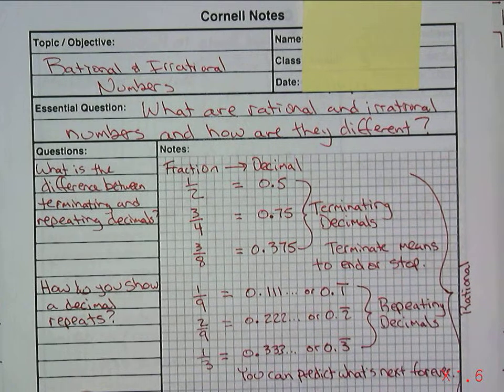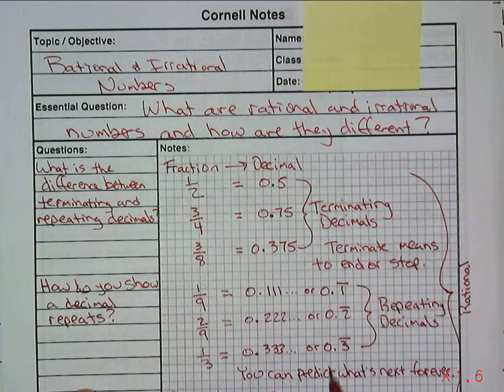And really, you can predict what's next forever. I always know there's going to be another 3 after this one. Even if I go out 100 digits, there's going to be another 3. It just continues to repeat over and over and over again.